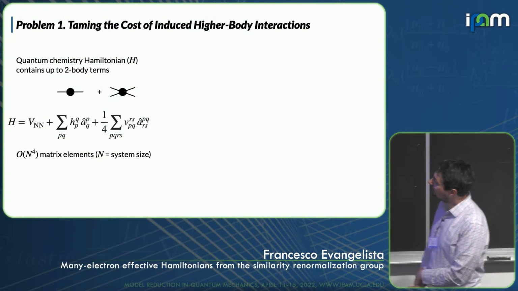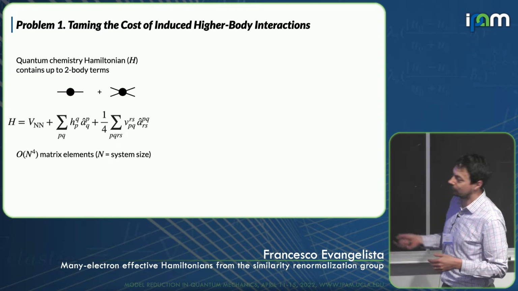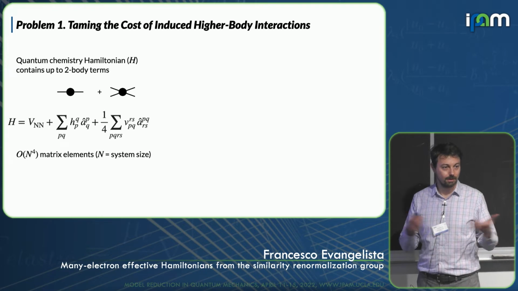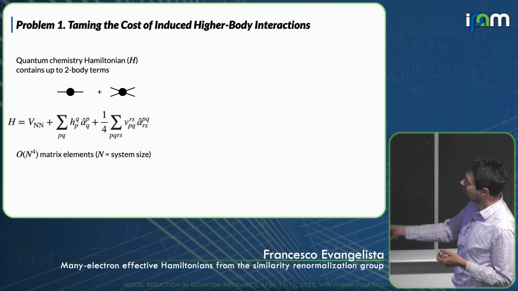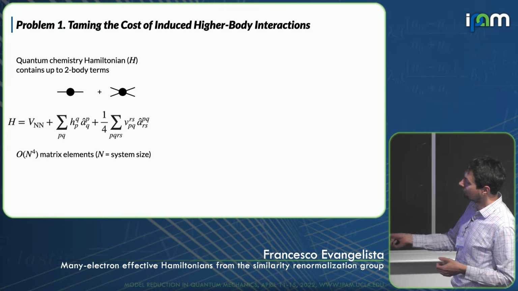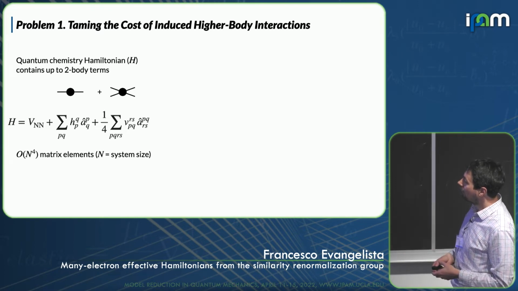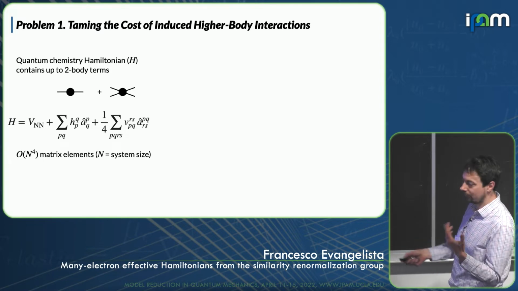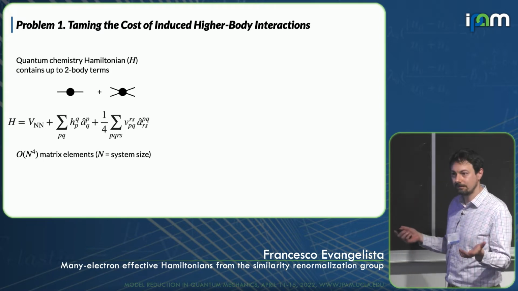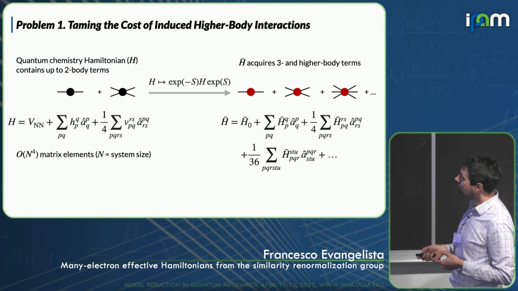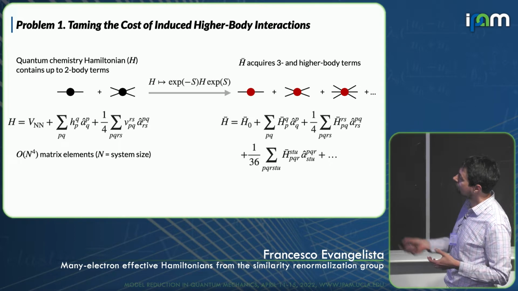So we start with the quantum chemistry Hamiltonian, which is a general operator that has up to two-body interactions without any restriction, except that maybe this operator commutes with the spin operator, so you have certain restrictions here. But it takes N^4 matrix elements, where N is roughly the system size. You could think of N being the size of the basis that we're using. Now, what happens when we perform a similarity transformation?